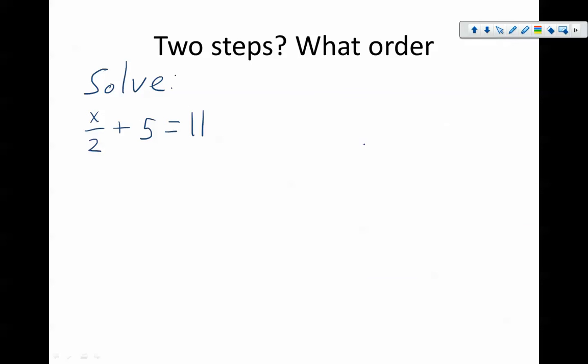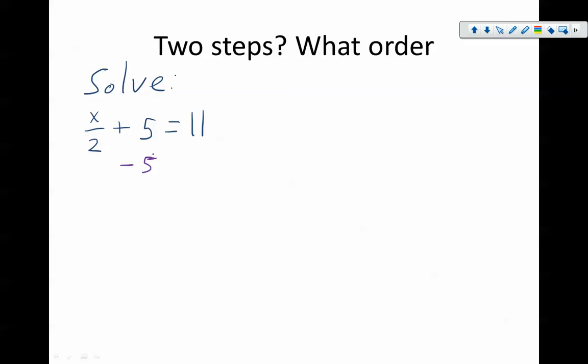So let's do this. We just did this one, but let's do it again here. So we're solving this very similar problem. We're going to undo it. We're going to do it in opposite order. So instead of dividing first, we're going to do the opposite of this addition, which is to subtract 5. Now, I'm going to subtract 5.